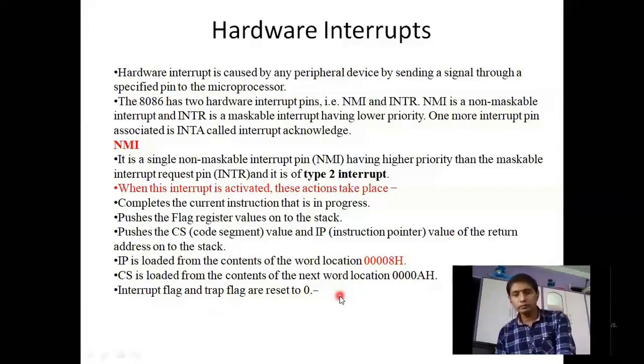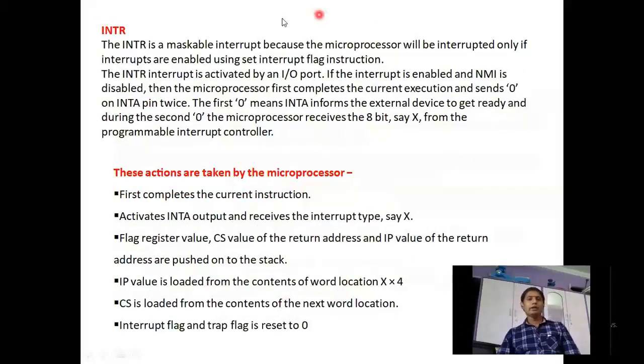Let us see the other one, INTR. What happens when INTR occurs? Just now we mentioned INTR is one type of maskable interrupt, because the microprocessor will be interrupted only if interrupts are enabled by setting the interrupt flag. The interrupt request pin, like the previous NMI, accepts the interrupt only when the interrupt flag is set. The microprocessor can recognize the interrupts only when the interrupt flag is set.